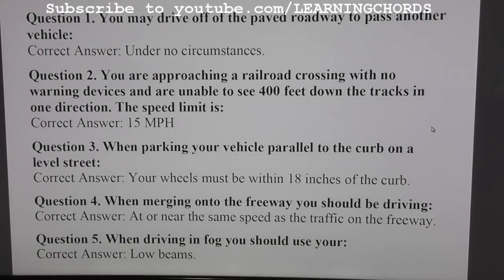Question 4. Sorry about the airplane in the background. When merging onto the freeway, you should be driving at or near the same speed as the traffic on the freeway. That's right. So you've got that on-ramp, which is set up with enough length so that you can match that speed. Sometimes it's not easy if you're at those red lights that are stopping you. There's no way you can get up to 65 miles an hour or 55 within a couple feet. But that's the answer. At or near the same speed.